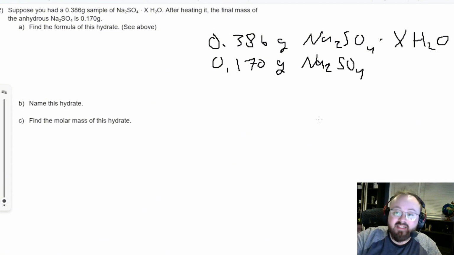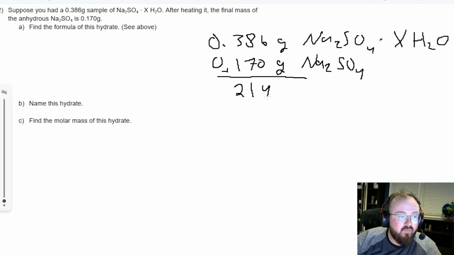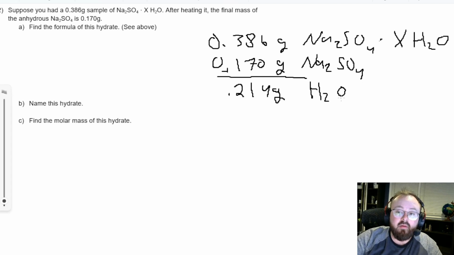And so I lined this up here to show us that if we take these two values and subtract them, okay, and we get, what, 214? Yeah, 0.214 grams. That's how much H2O there is. Okay? We can figure out how much water burned off because it's the difference.